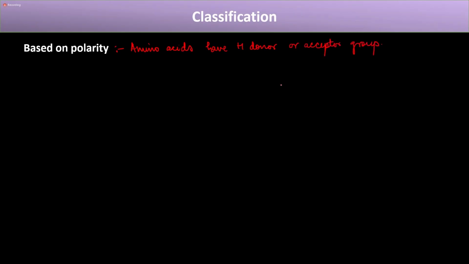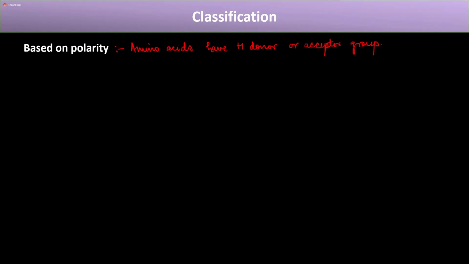Now, the next classification is based on polarity. So what do we mean by polarity? Polarity means that the amino acid has charges on either side. Because of that, it creates a pole, right? Or because of this, these amino acids have hydrogen donor or acceptor groups. Because suppose it has a negative charge, what will it do?